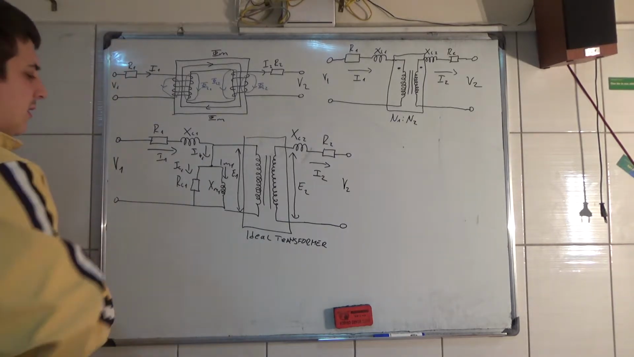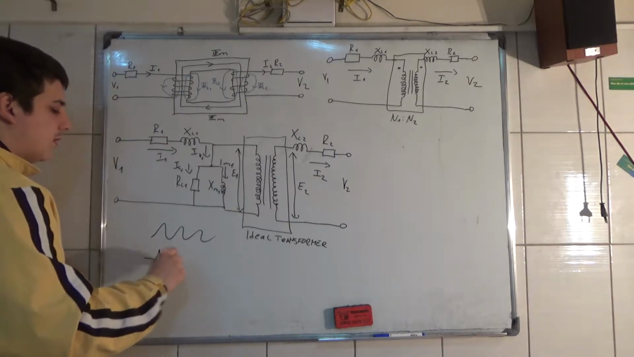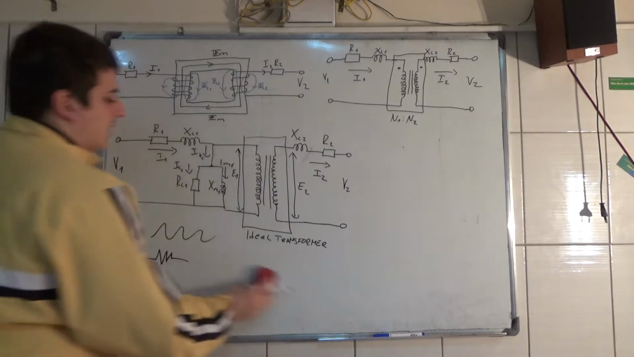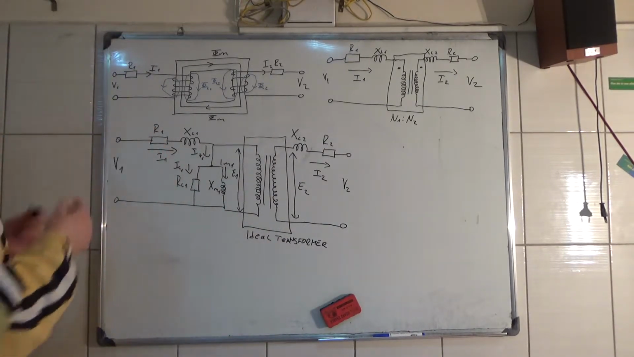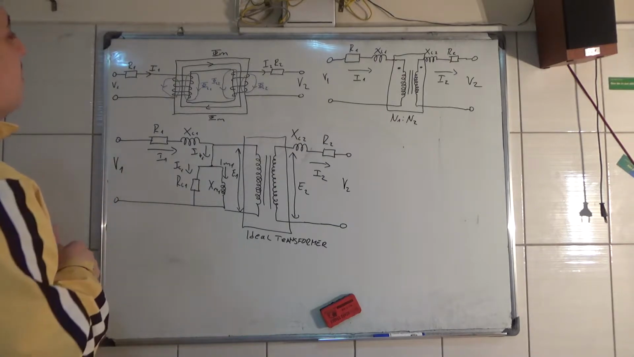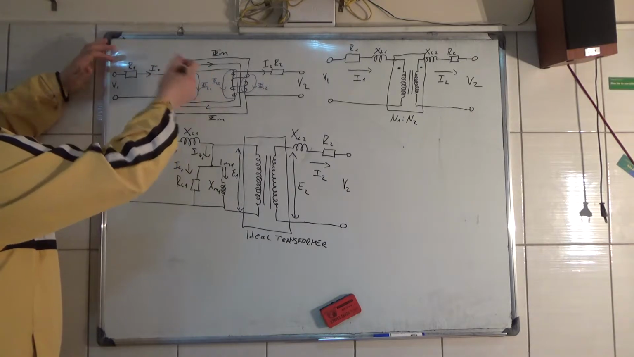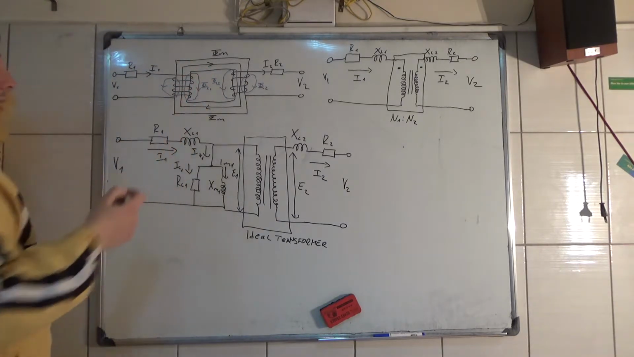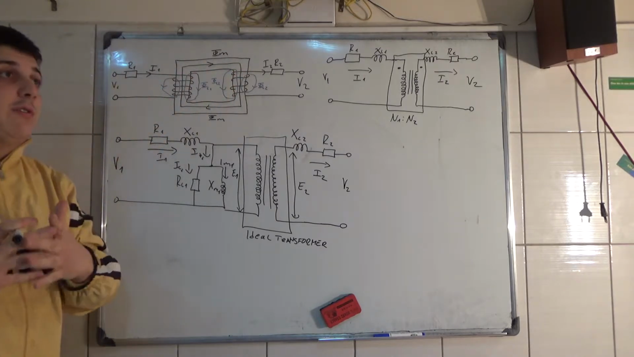If you use this symbol, you can use that one, but for me it's easier to use this rectangle. So we put the resistance of the winding in series with the winding, here and here. Those are the resistances.